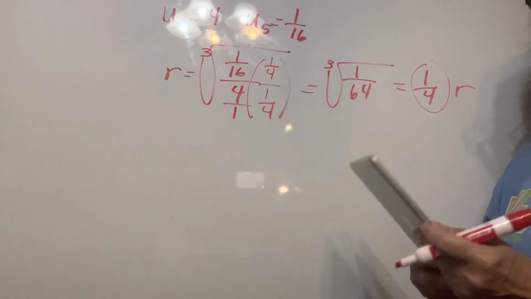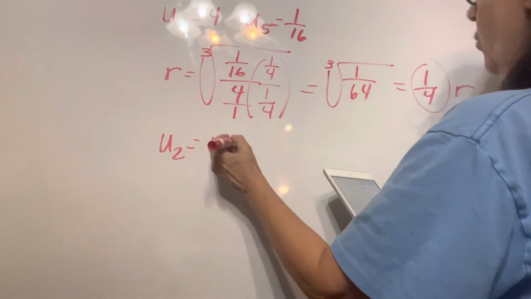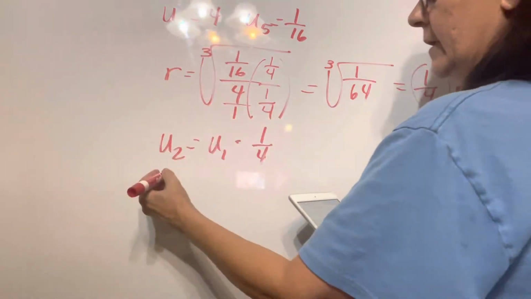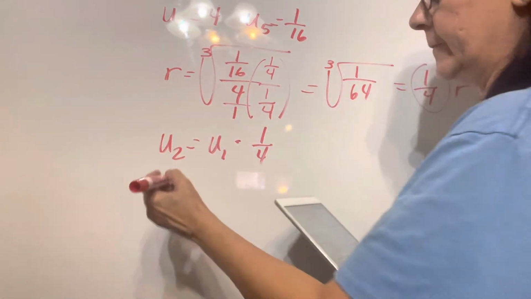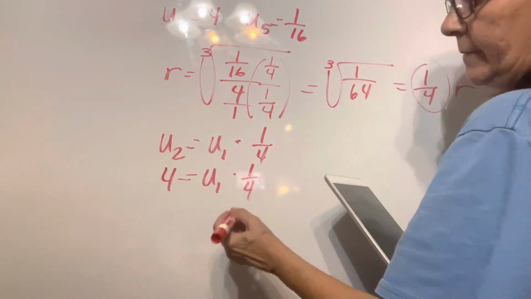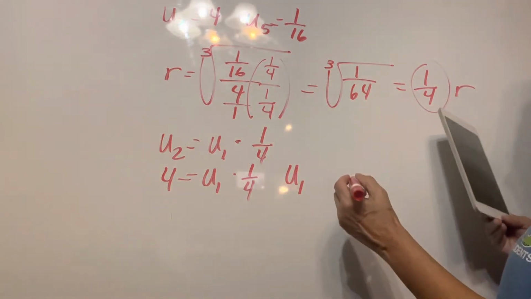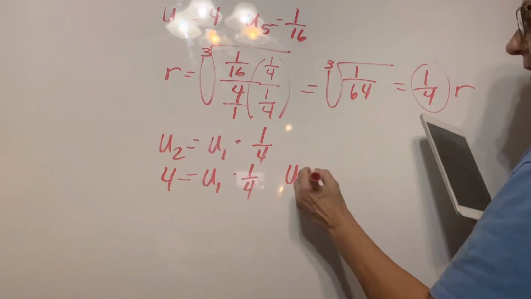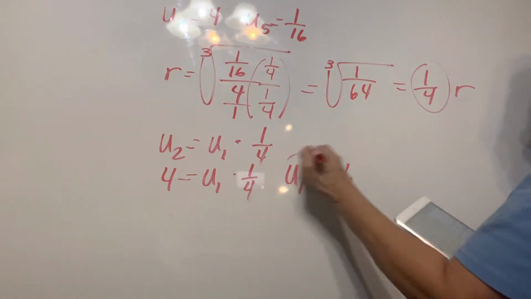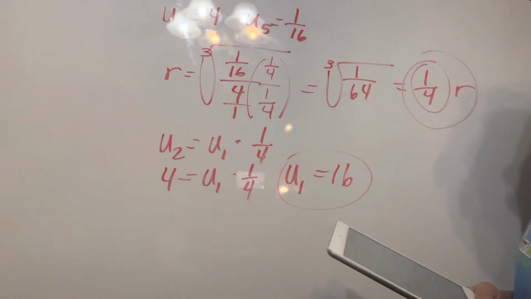I don't have u sub 1, but I know that to get to u sub 2, I took u sub 1 and multiplied it by the rate. So I can go back to u sub 1 in order to get my formula. So 4 equals u sub 1 times 1/4, which is just multiplying by 4. U sub 1 is 16. My brain wasn't calculating. So we have u sub 1, and we have the rate. That's what we need. I'm going to erase so I don't run out of room.